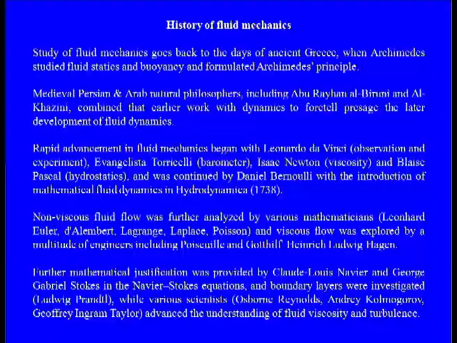There are basically two kinds of fluid flow: viscous flow and non-viscous flow. Non-viscous flow is known as ideal flow, and viscous flow is known as non-ideal flow. Non-viscous fluid flow was further analyzed by various mathematicians, Leonhard Euler, D'Alembert, Lagrange, Laplace, Poisson, etc. And viscous flow was explored by a multitude of engineers, including Poiseuille and Gotthilf Hagen. Further mathematical justification was provided by Navier and Stokes, the famous Navier-Stokes equations, which we will talk about later. Boundary layers were investigated by Ludwig Prandtl, while various scientists, Reynolds, Kolmogorov, Taylor, advanced the understanding of fluid viscosity and turbulence.